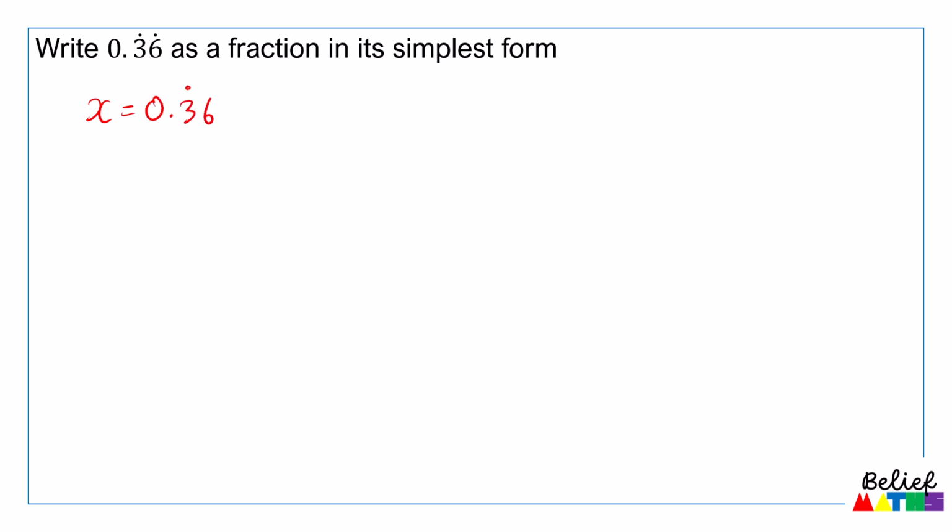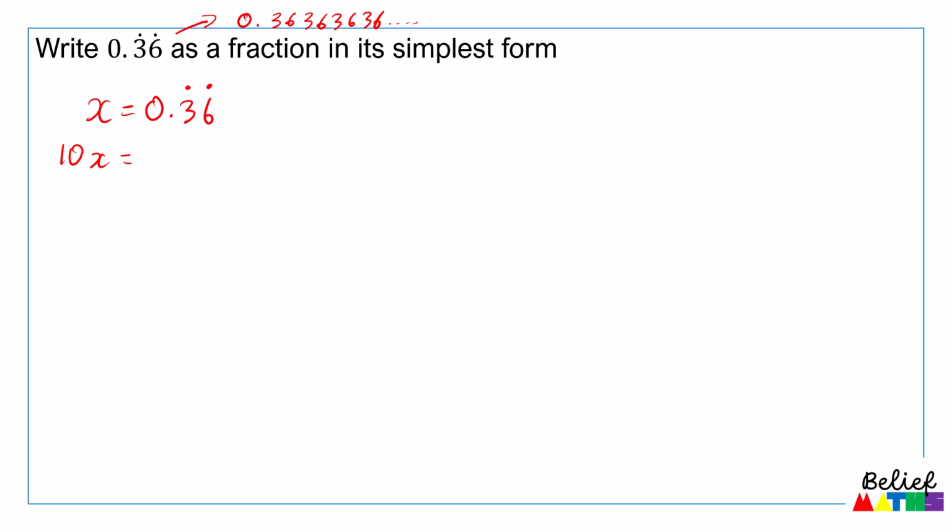0.36 recurring. Now that 36 recurring, remember, means that what we have is 0.36363636 forever, and that just continues forever and ever and ever. What we're going to do is we're going to start scaling this up. And we're trying to get to a situation where we're going to have 2 equations where the decimal on the right hand side of the decimal point is exactly the same.